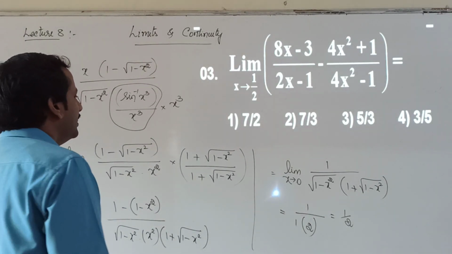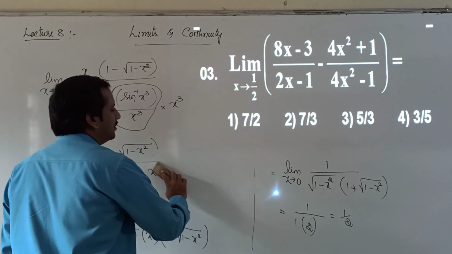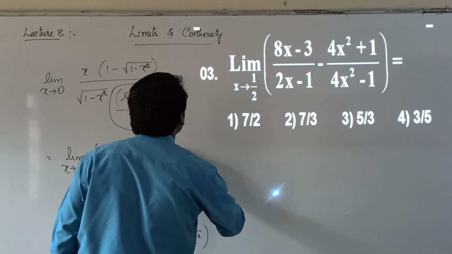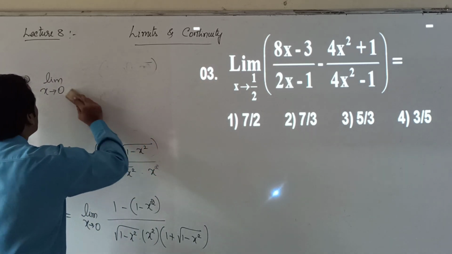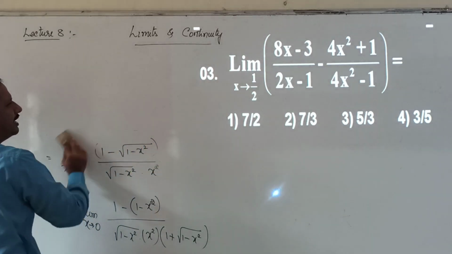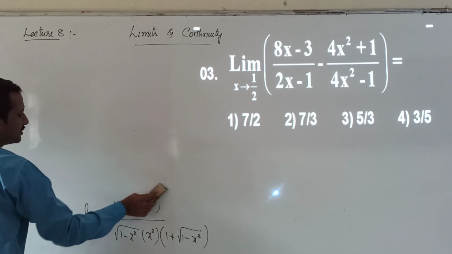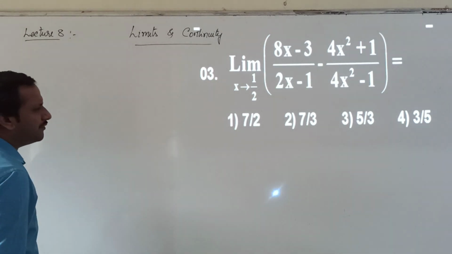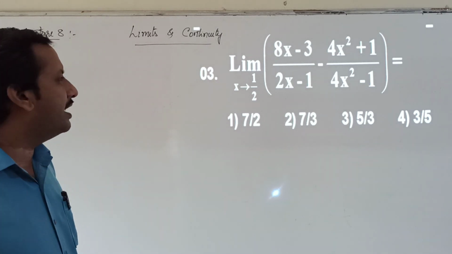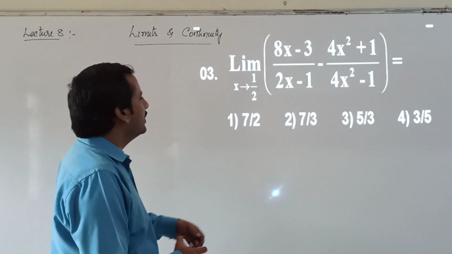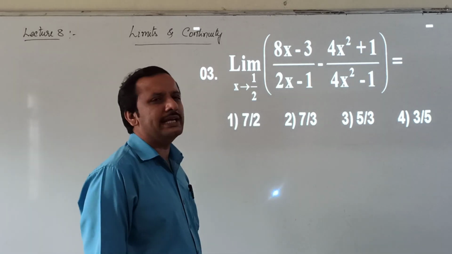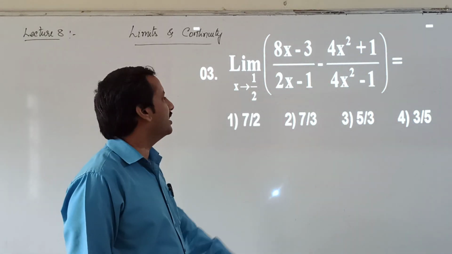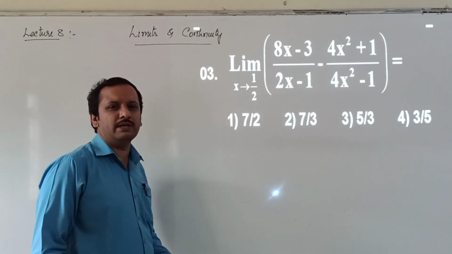Next, limit x tends to 1 by 2, 8x minus 3 divided by 2x minus 1, minus 4x square plus 1 divided by 4x square minus 1 is equal to. Let us see what happens if we directly apply the limit. If I put x as 1 by 2 here, 8 into 1 by 2 will give you 4. 4 minus 3, so numerator is 1, denominator is 0, 1 by 0, it tends to infinity.